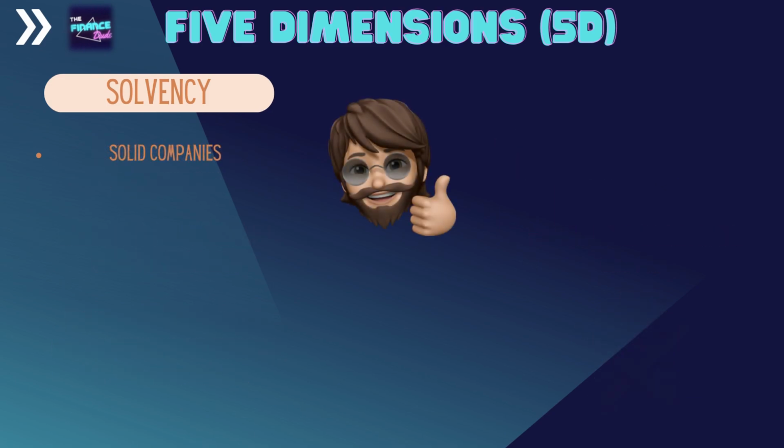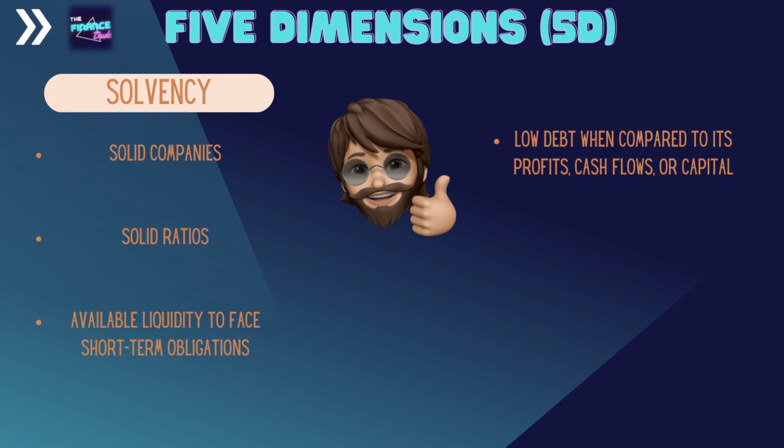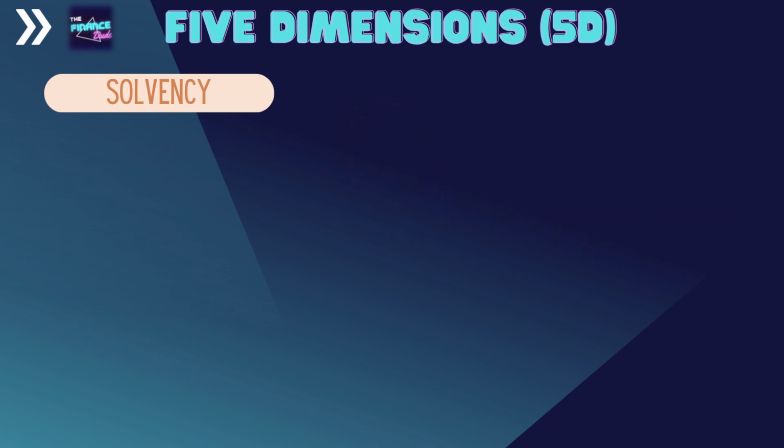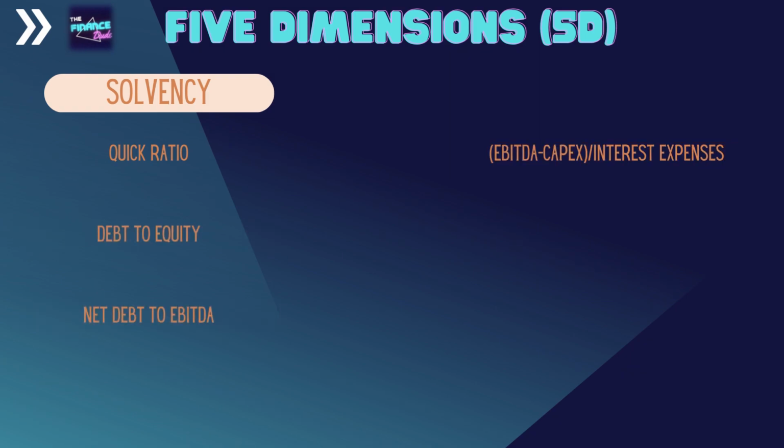Instead, I seek solid companies with solid ratios, available liquidity to face short-term obligations, low debt when compared to its profits, cash flows, or capital, and a company that can easily cover its debt and interest payments. For that, the following ratios are analyzed in this dimension: quick ratio, debt to equity, net debt to EBITDA, EBITDA minus capex divided by interest expense, and debt to cash flow.